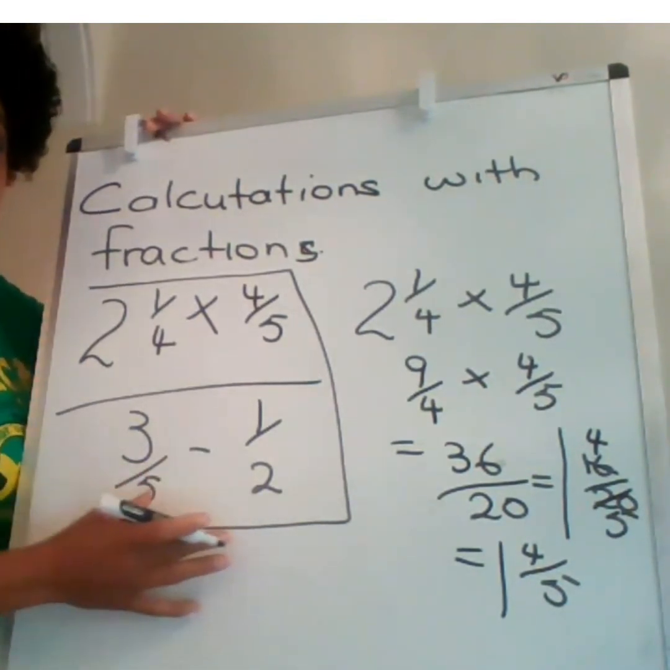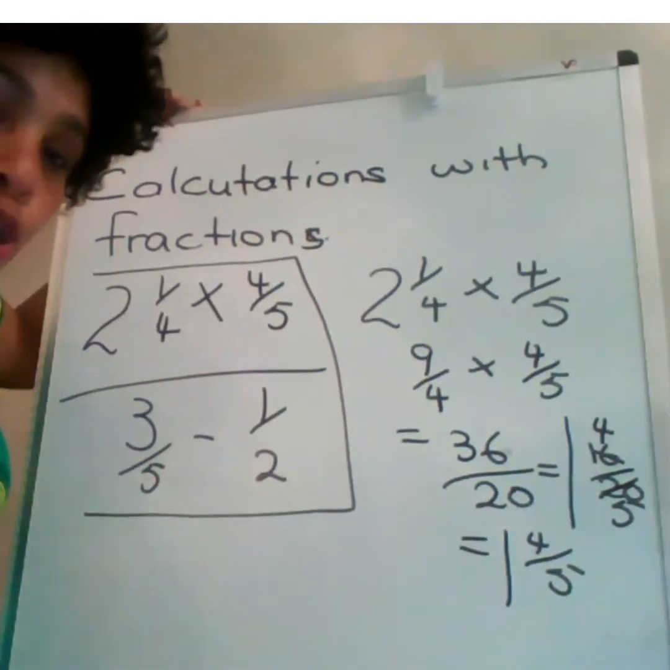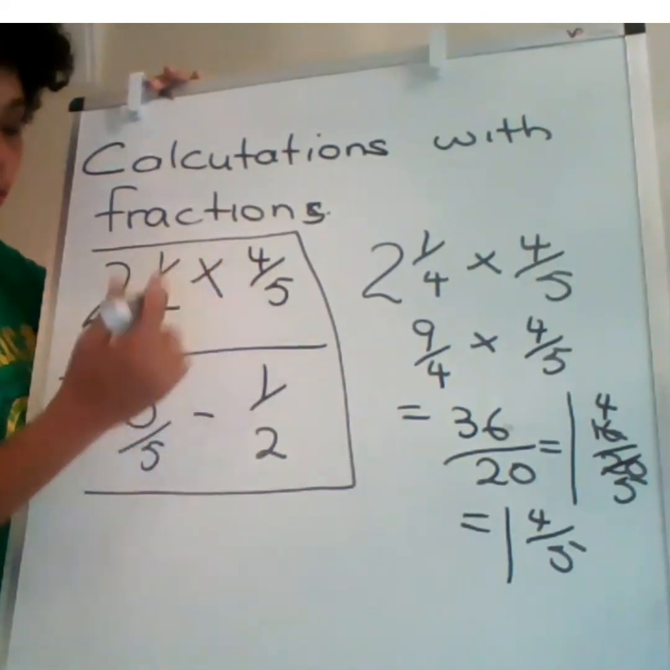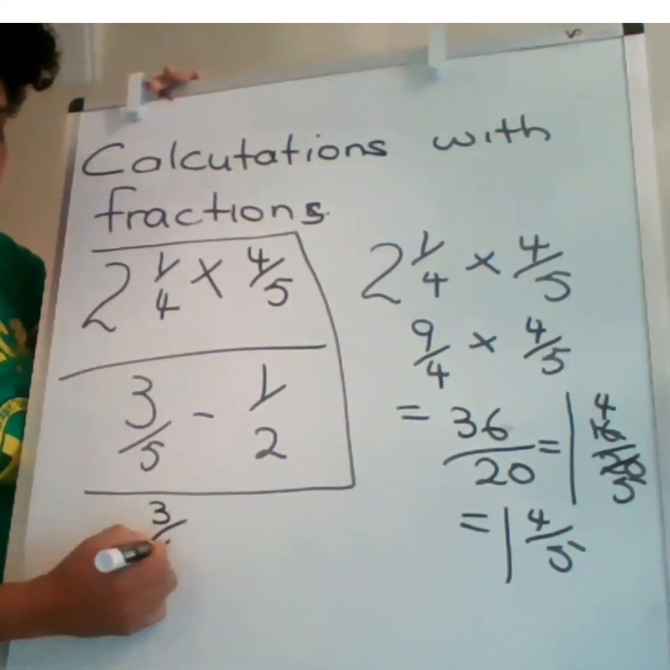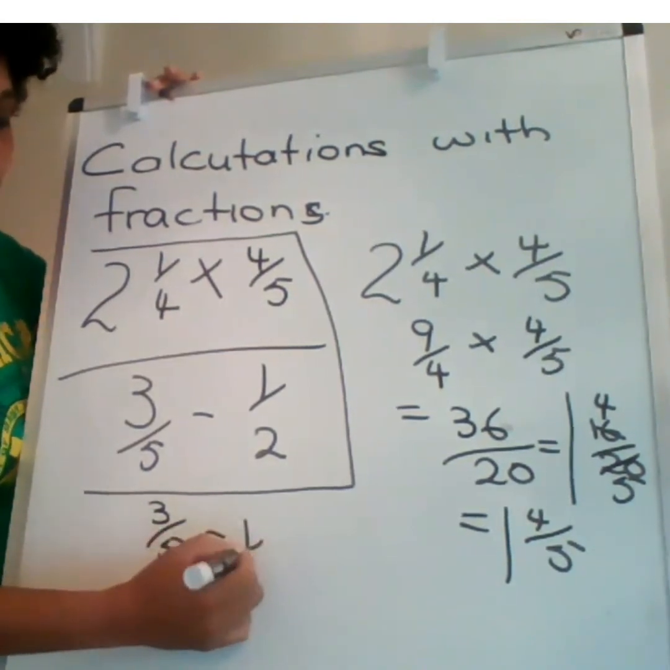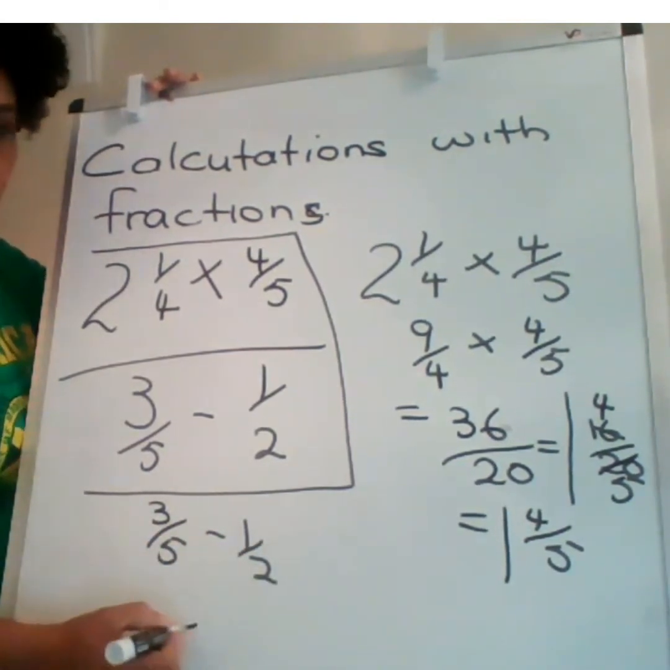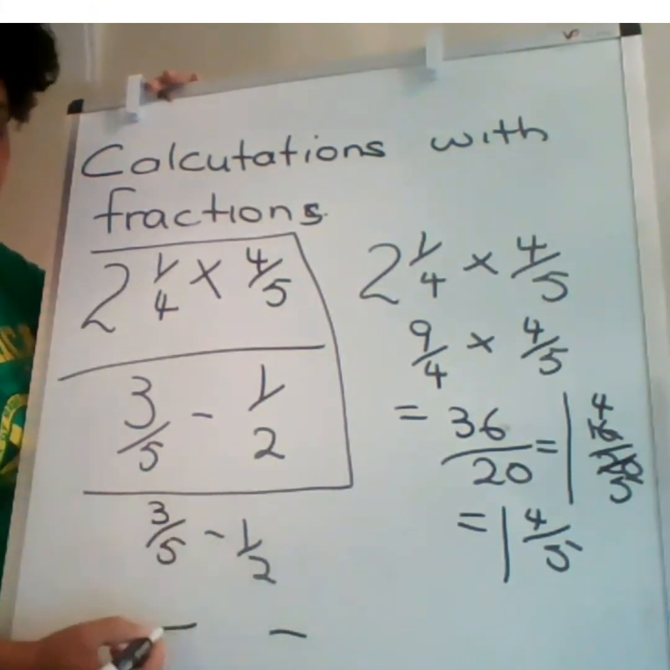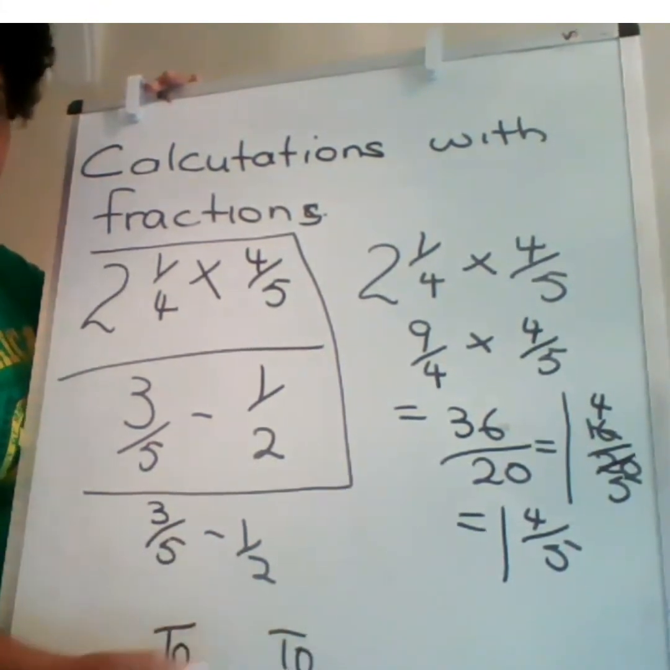Now let's do the bottom part. So now we're going to do the bottom part of the question. The top part is 1 and 4 over 5. Now I have 3 over 5, take away a half. All I need to do is to find my LCM. My LCM in this case is 10.